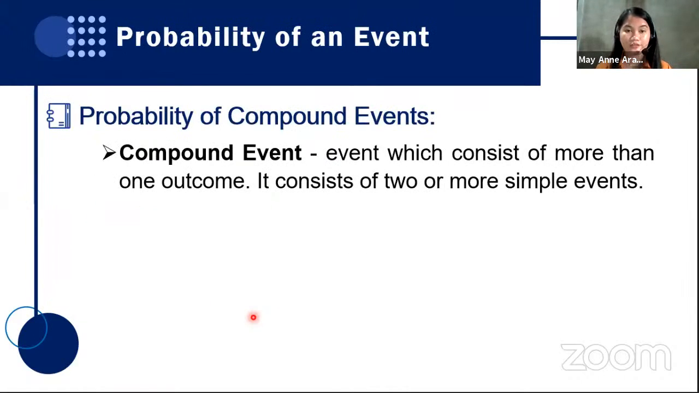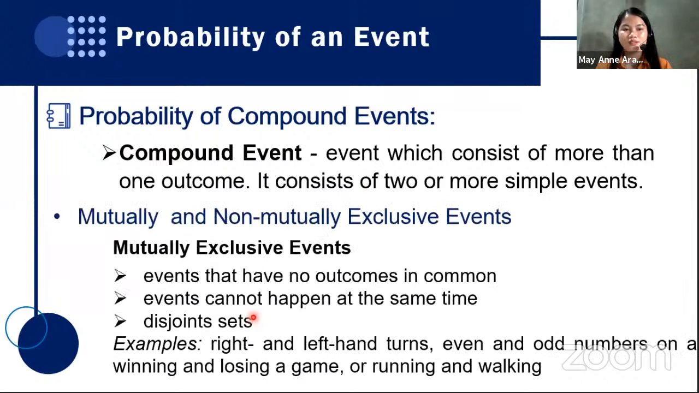Okay, after the simple events, we have the probability of compound events. A compound event is an event which consists of more than one outcome, and it also consists of 2 or more simple events. Pag 2 dice na yung involved, then 2 events na yun. Under this, we have the mutually and non-mutually exclusive events. When we say mutually exclusive events, these events have no outcomes in common. These events cannot happen at the same time, and they are also disjoint sets.